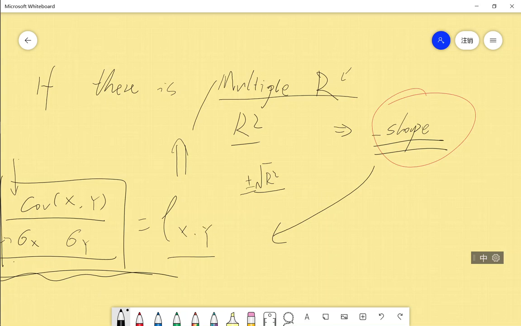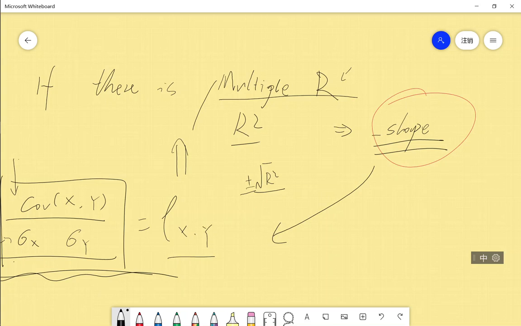So if the slope coefficient is a positive number, you need to use the positive. If it's negative, which means that the correlation is a negative correlation, you need to use the negative. You need to add a negative sign before the multiple r. So that's my suggestion.